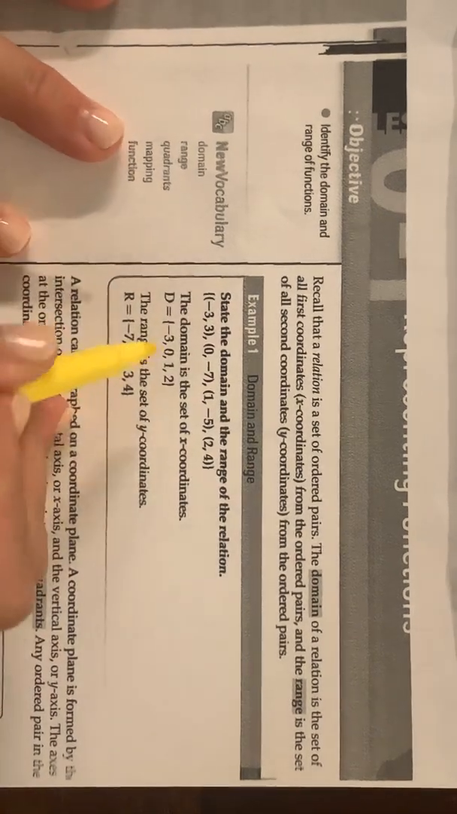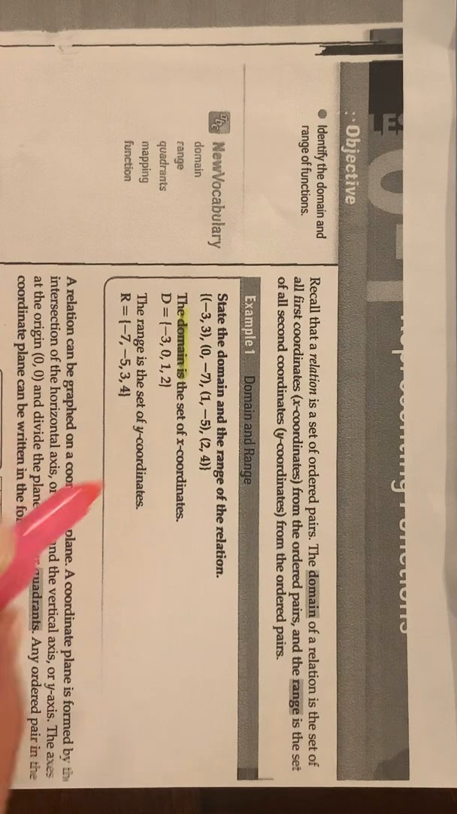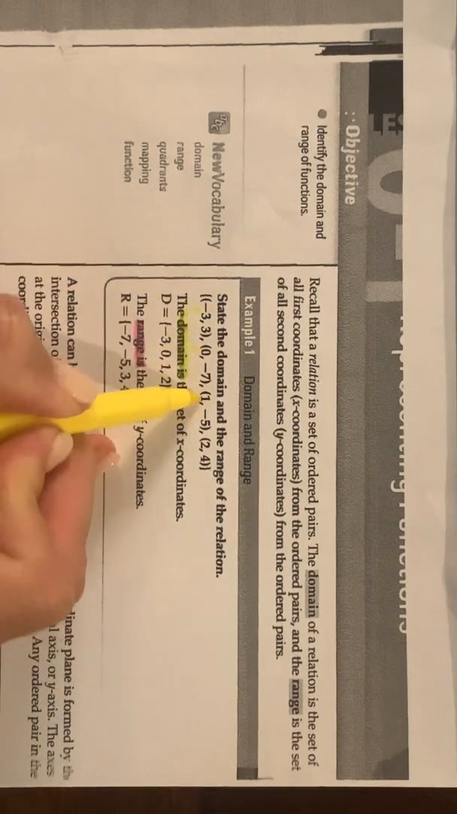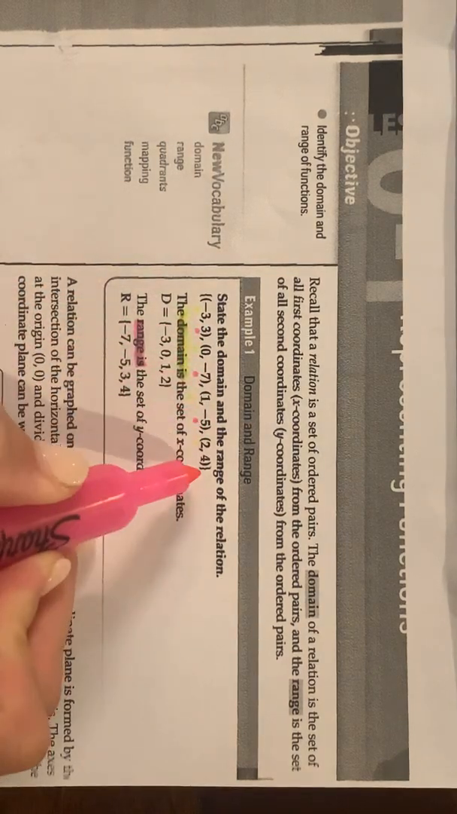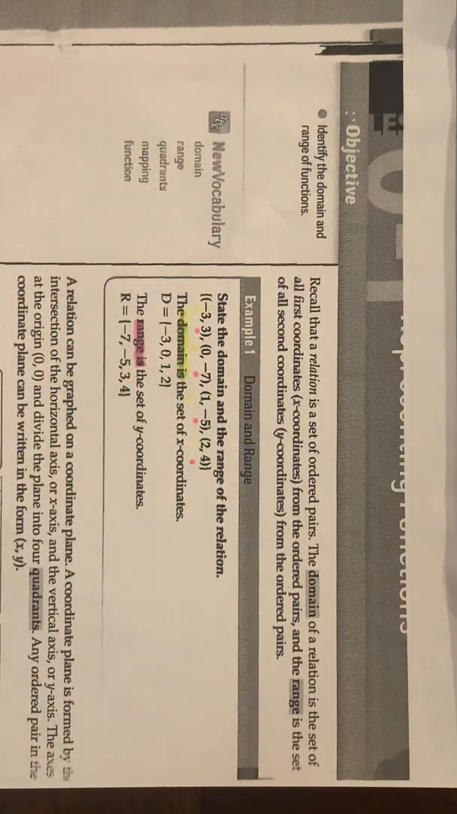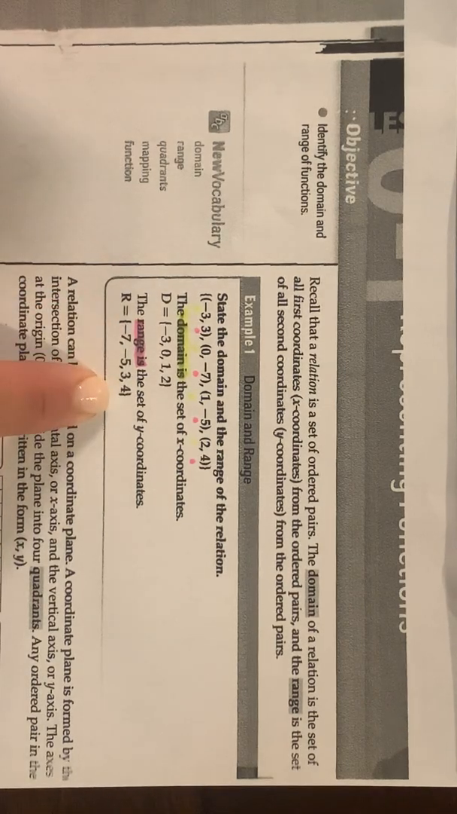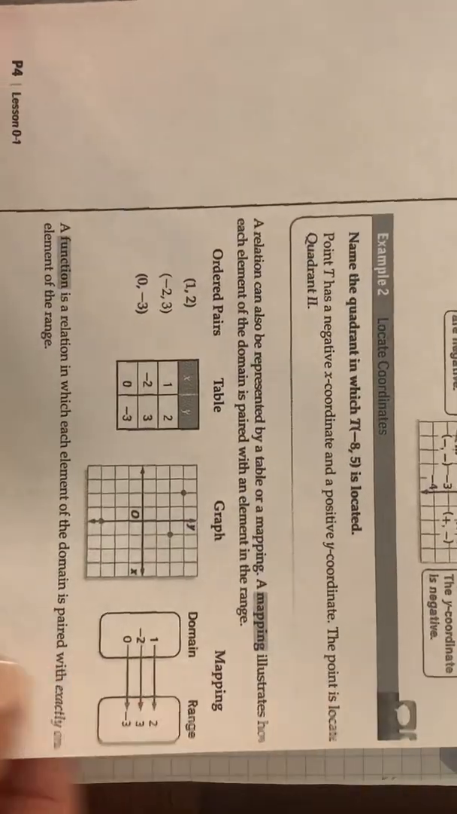First of all, everyone should know that the domain is a set of x values and the range is a set of y values. So we have -3, 0, 1, and 2, and the range we have 3, -7, -5, and 4. This is listed in what is called set notation, and notice it's from least to greatest. All right, next example.